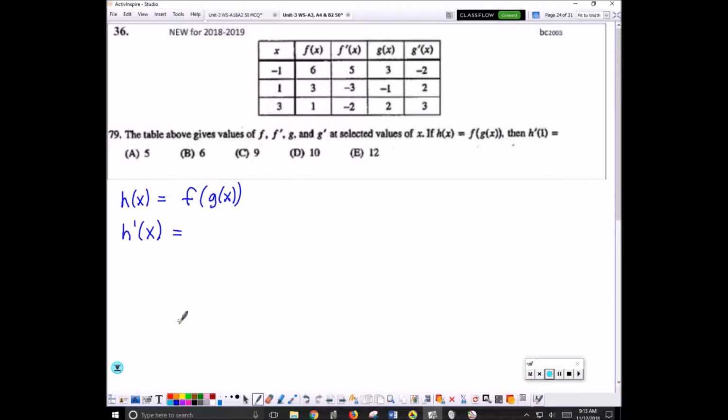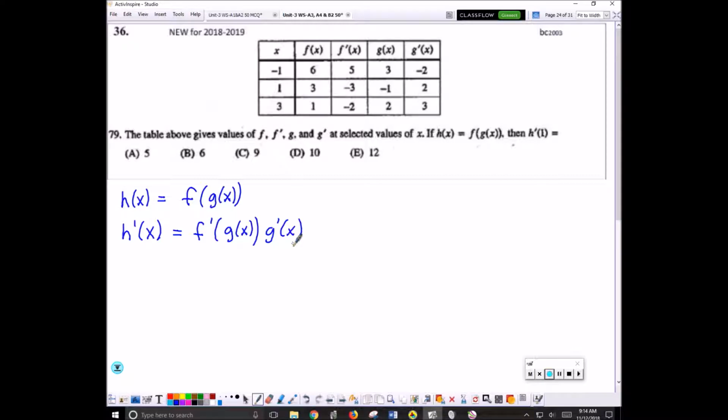I need to find h prime of x if I'm going to find h prime of 1. Hands up if you know what goes here. You think better if you think with me versus watching. So what am I going to write here? It says h of x is equal to f of g of x. I need to find h prime. So hands up. What do I write? Okay, everybody raises their hand and has the correct answer. Let's go, Maddie. f prime of g of x, and then times g prime of x. How many knew that's what we would write? 2 points.